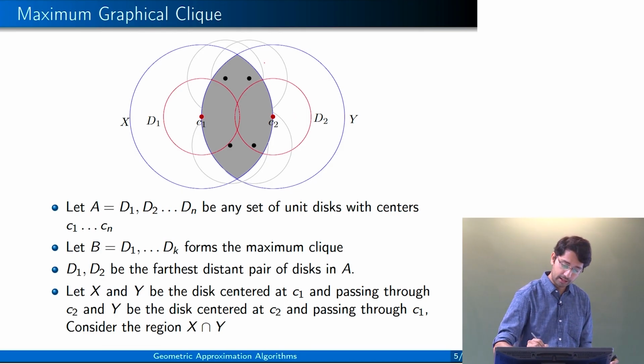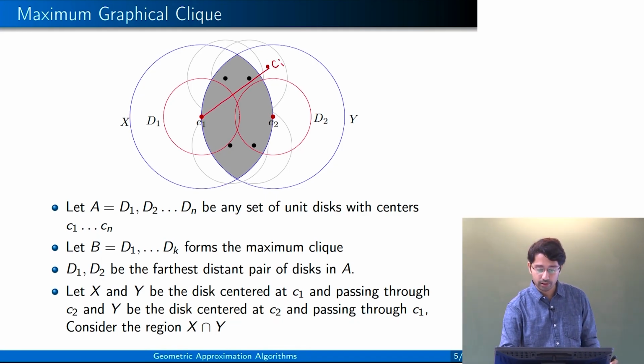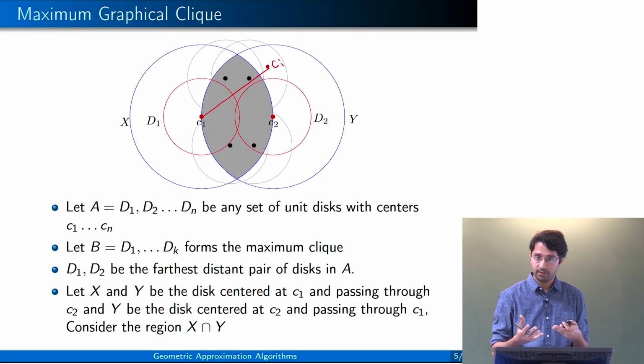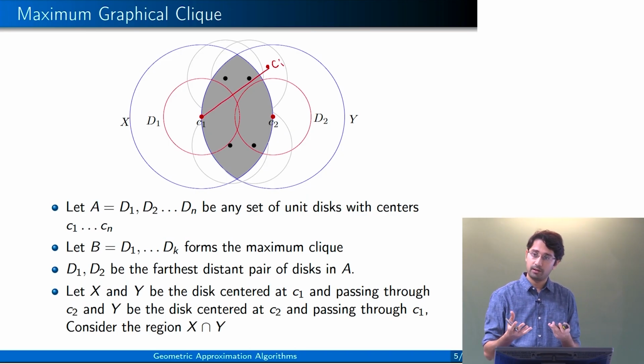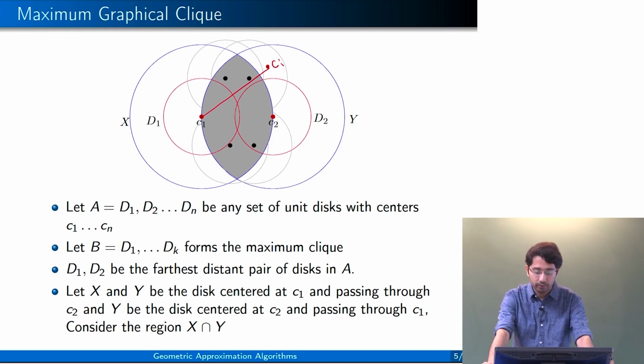Because suppose there is a center Ci outside; then C1 with Ci would be the furthest pair, not C1, C2, as C1, C2 is the furthest pair among the disks which form the clique. So, everything that forms the clique has to be in the intersection of these two disks. Are you with me? Please raise your hand if it is not clear. Is it okay? Okay, very nice.